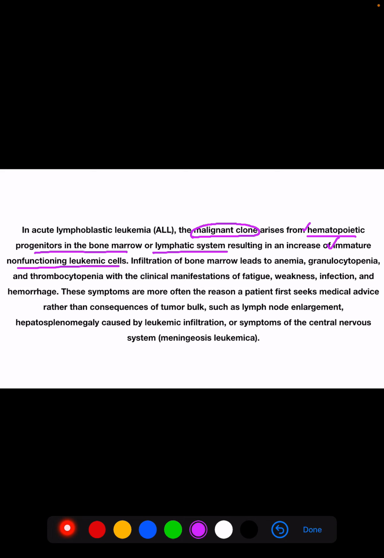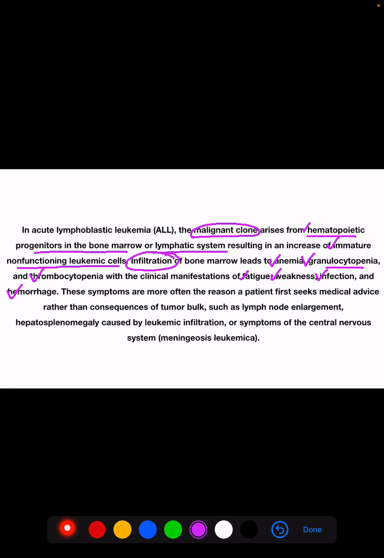These immature non-functioning leukemic cells infiltrate the bone marrow. If they infiltrate the bone marrow, this will lead to anemia, granulocytopenia, and thrombocytopenia. Because of anemia, what will happen? There will be fatigue and weakness. Because of granulocytopenia, there will be infection, and because of thrombocytopenia, there is hemorrhage.